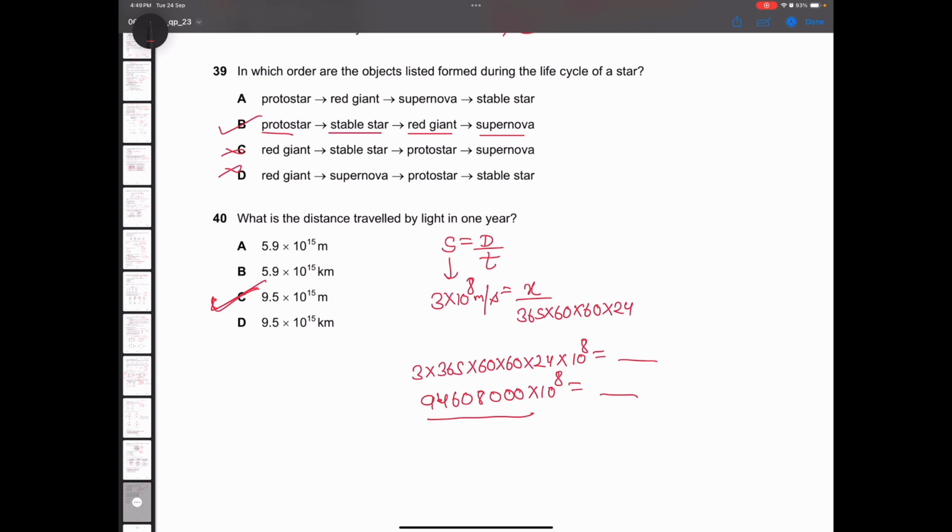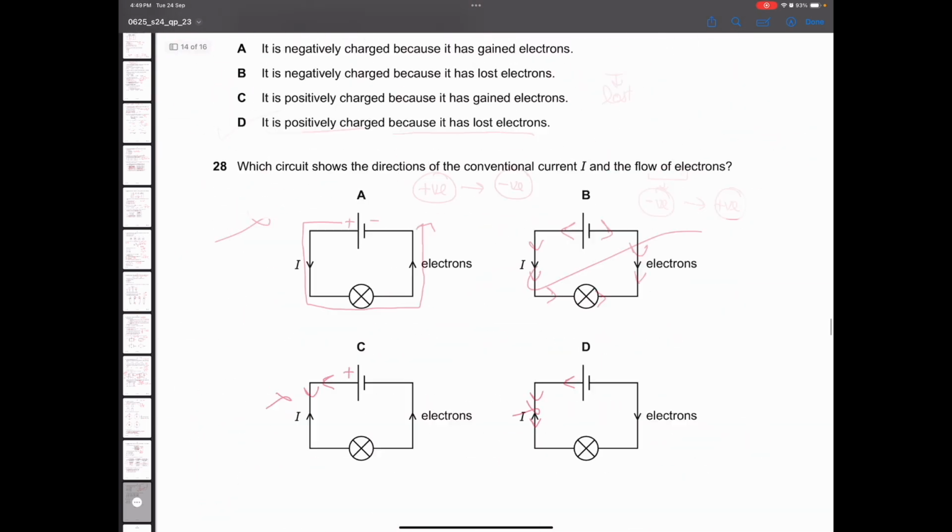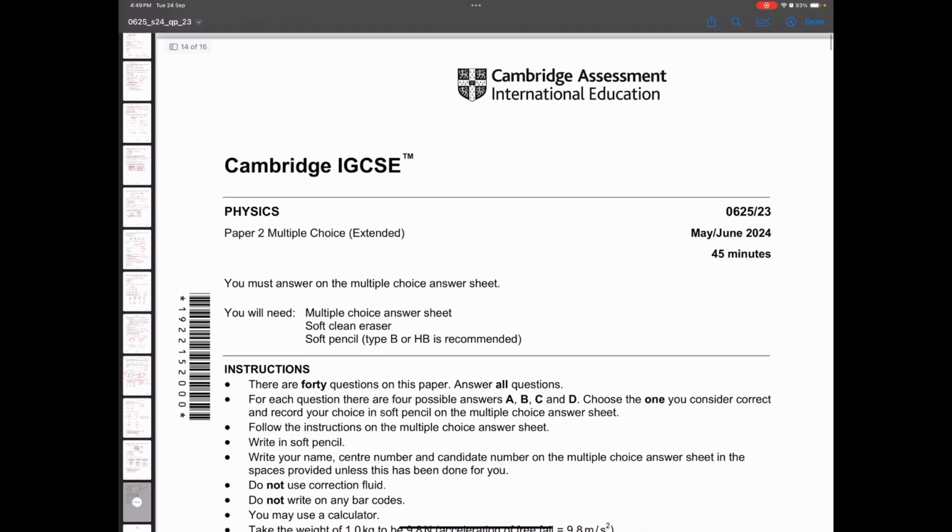Alright. So this was the paper. We have completed IGCSE Physics May June, the 23 series of year 24.